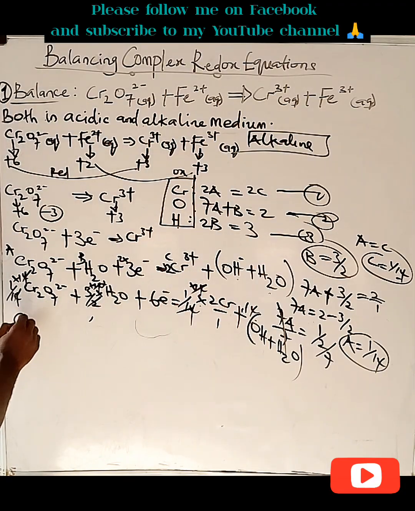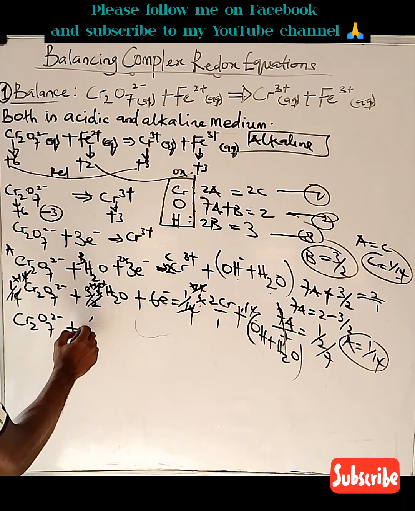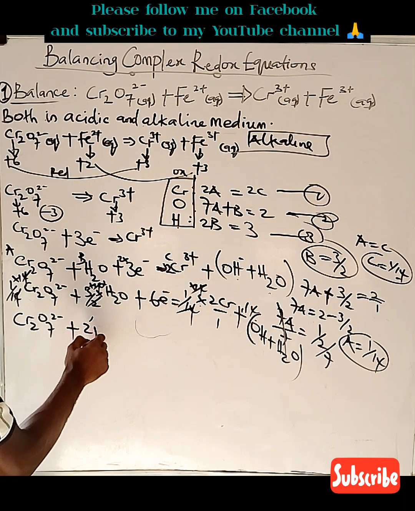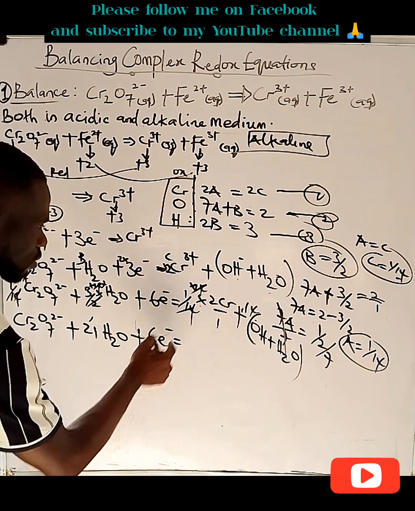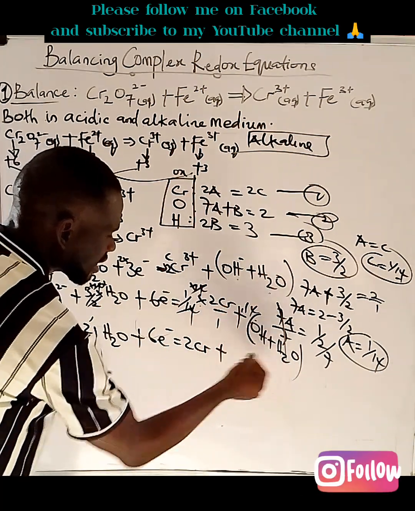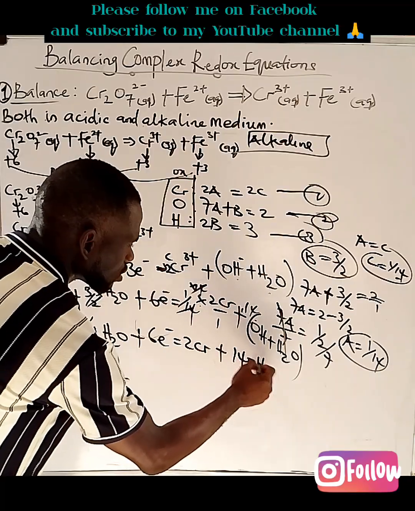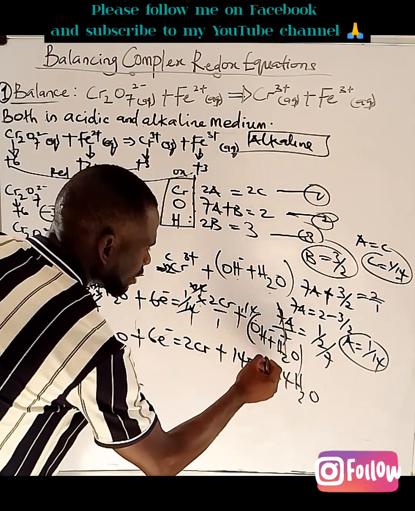What do we have? Cr2O7 2 minus, plus 3 times 7, 21 molecules of water, plus 6 electrons equals 2Cr3 plus. Then this 14 can share out, and then 14OH plus 14H2O. Don't forget that it's hydroxyl ion.